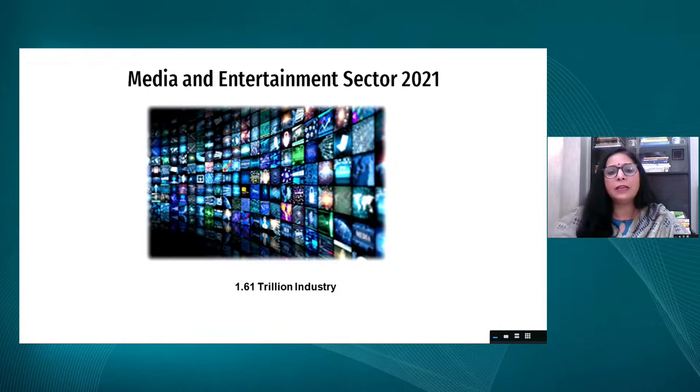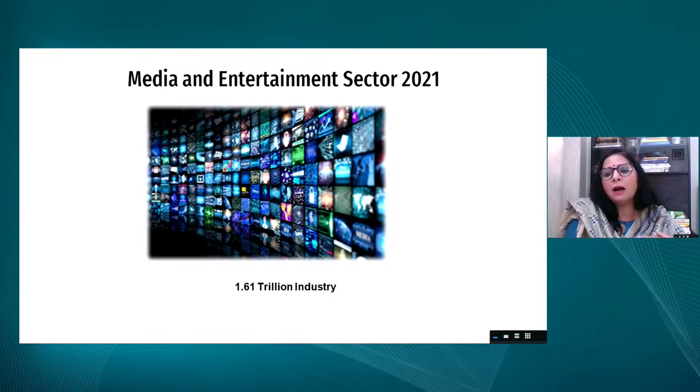Another reason why we need to be media literate, and why media as a subject should be part of the school curriculum. It is part of the school curriculum, but we need to work a lot on that particular front. Another thing is that if you look at the media and entertainment sector, it's a 1.61 trillion industry.